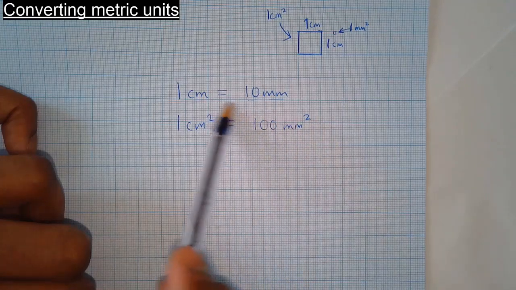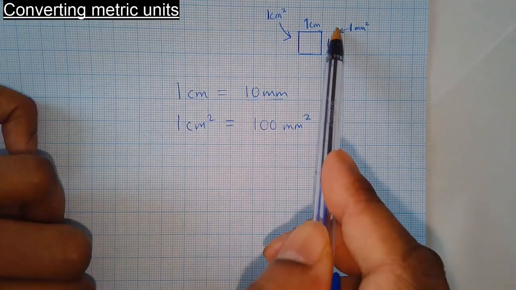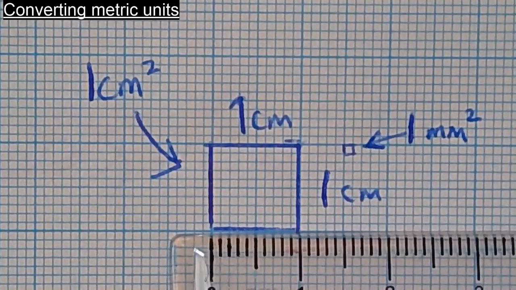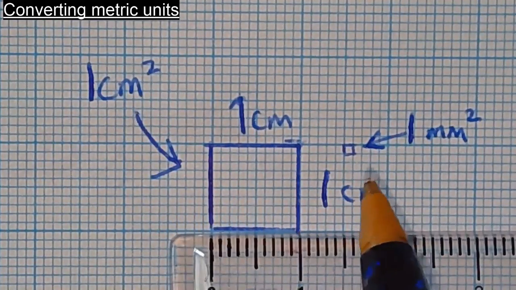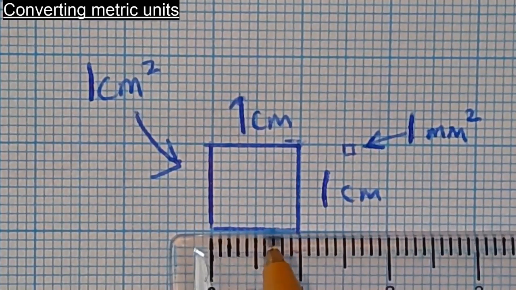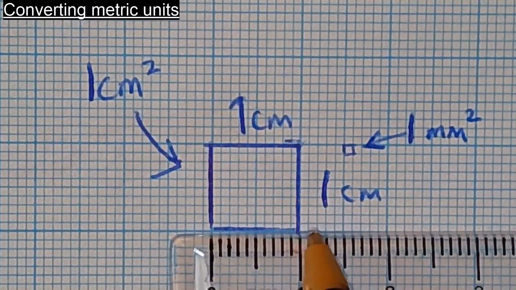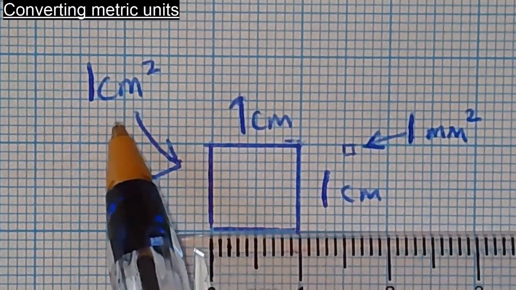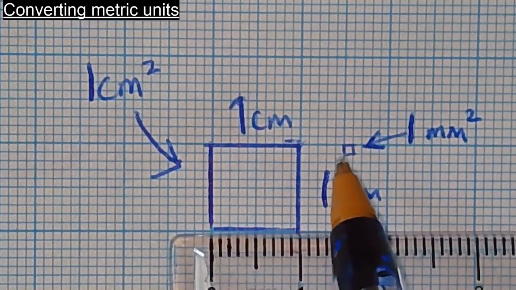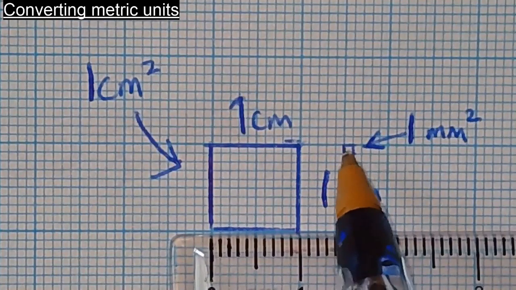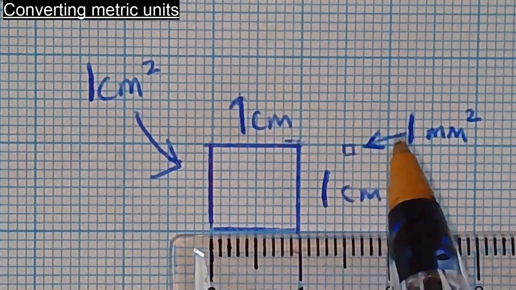Now I'm going to demonstrate this using a little square over here. Here I've got a square that's got an area of 1 centimeter squared. The length is 1 centimeter, the width is 1 centimeter. Length times width, 1 times 1, 1 centimeter squared. But look at that little square there, tiny little square. It's got an area of 1 millimeter squared. Its length is 1 millimeter and its width is 1 millimeter. So 1 times 1 is 1 millimeter squared.